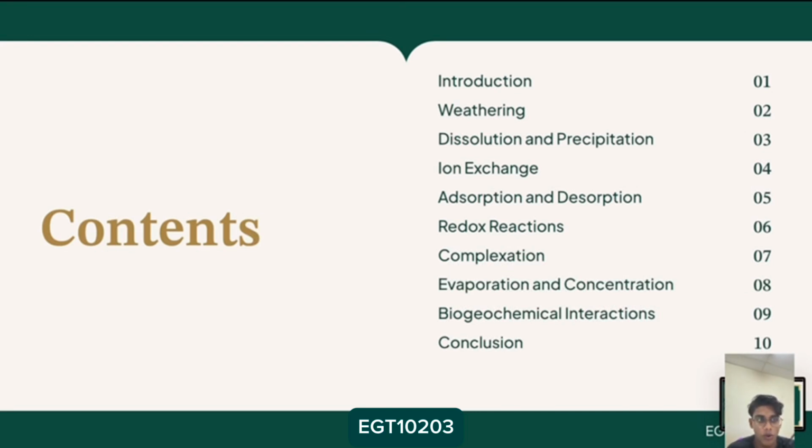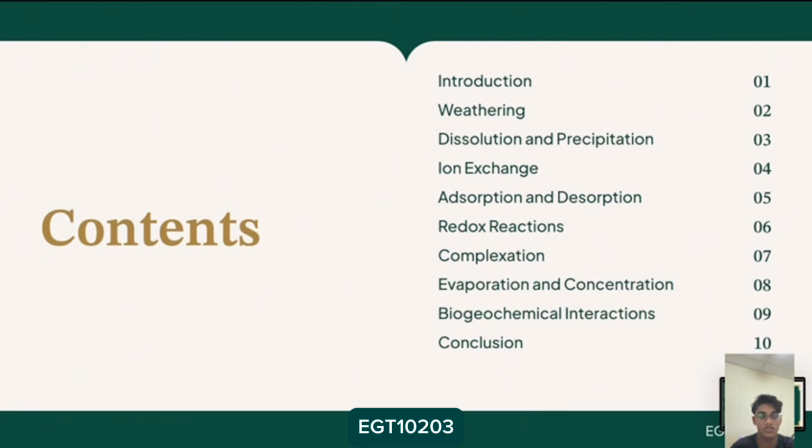Weathering is where rocks break down due to chemical reactions with water. Next up, when you hear the word dissolution and precipitation, we think about when minerals either dissolve into water or form solids again. Next up, we have ion exchange and adsorption. So what can we summarize from that? It means that those are processes that change water's chemistry by swapping or trapping ions.